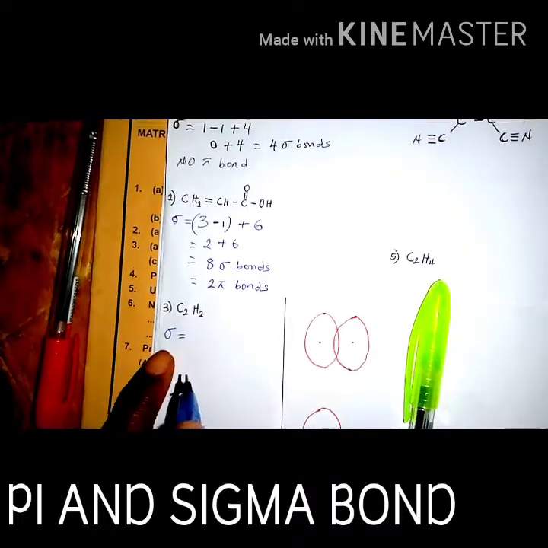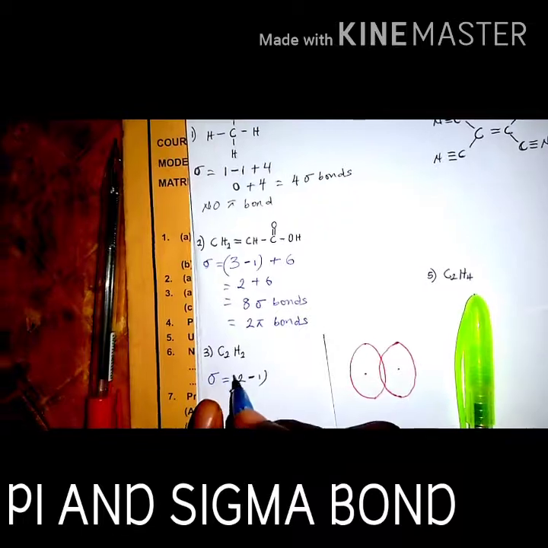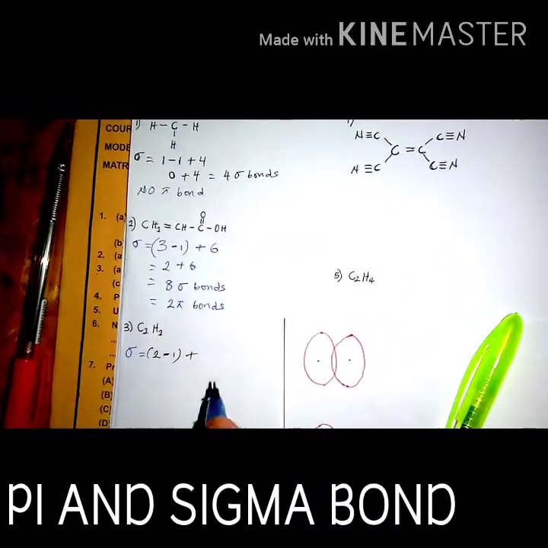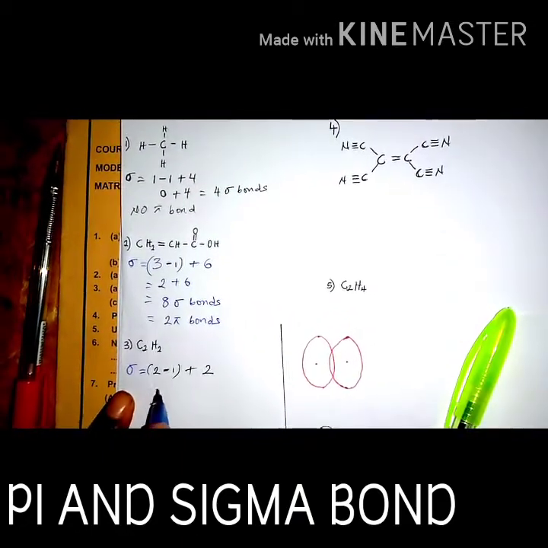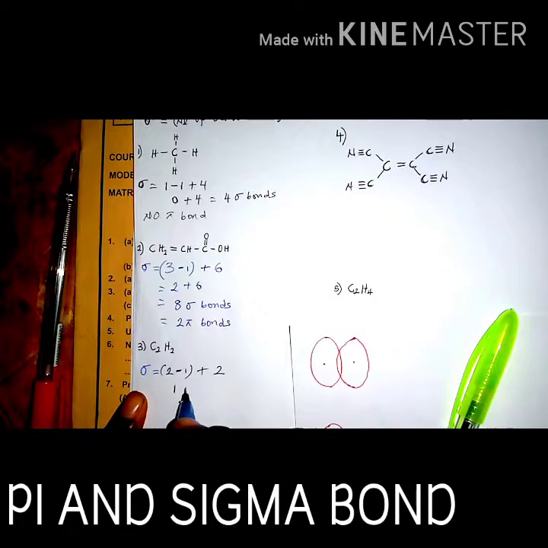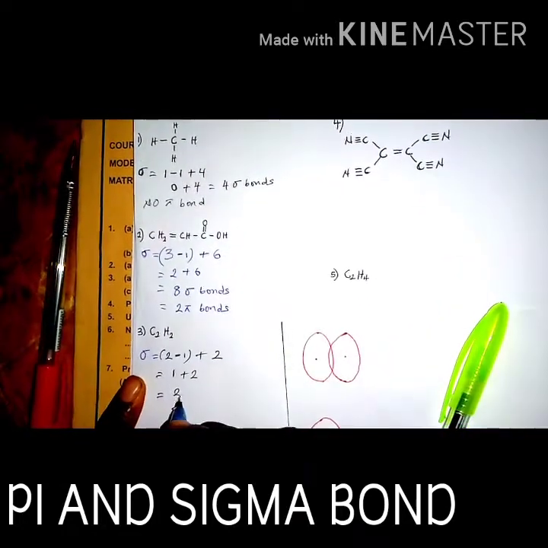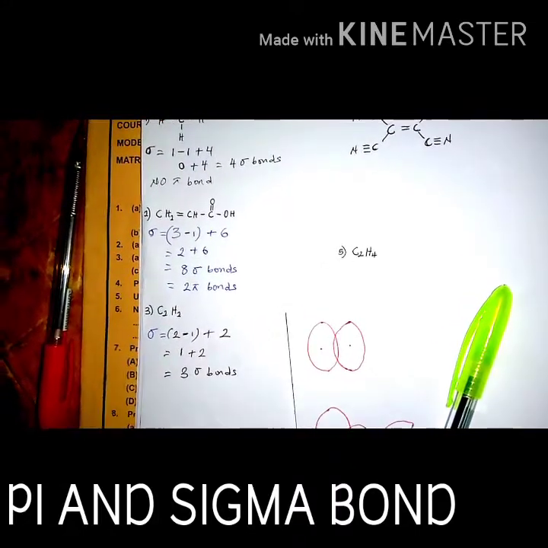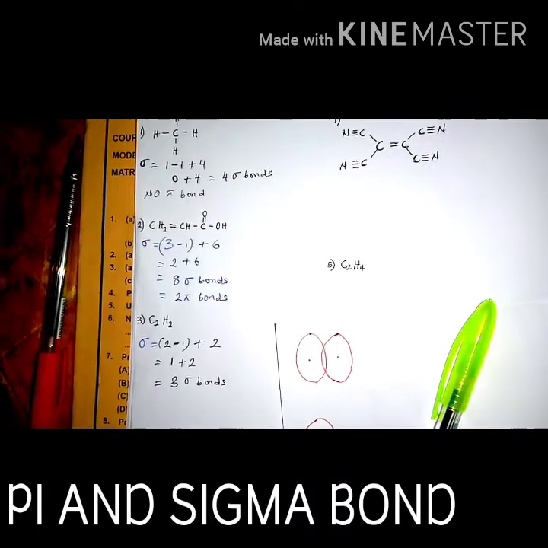Number of carbon atoms, how many? 2 minus 1 plus number of any other atoms. I have 2 hydrogen here. I'll bring it down. 2. Now 2 minus 1 should give me what? 1. 1 plus 2 should give me what? 3. So automatically I have 3 sigma bonds in ethane.